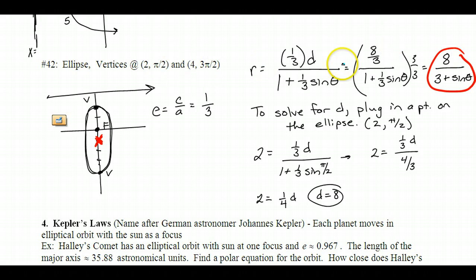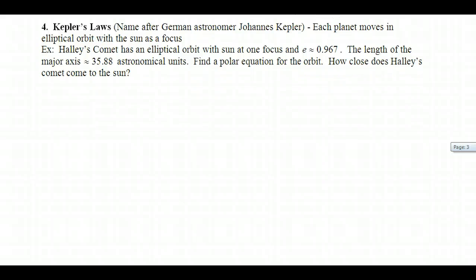So keep that in mind. When you don't know that distance, you cannot guess it. You can figure out your eccentricity. Great. From there, plug in a point that is on your conic, and that will allow you to solve for D.